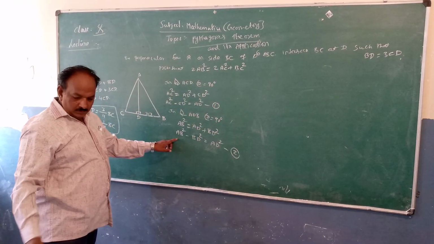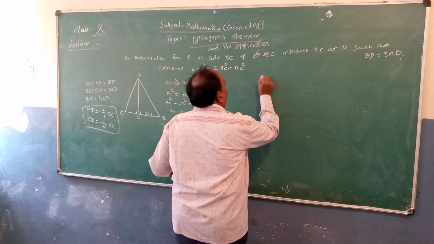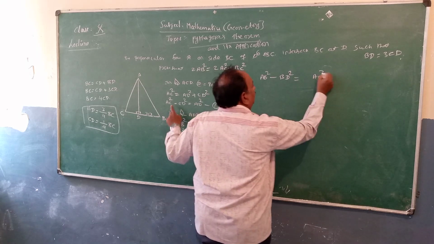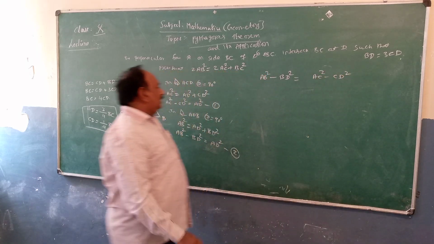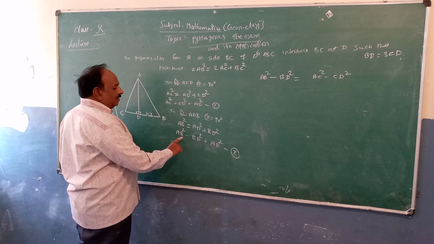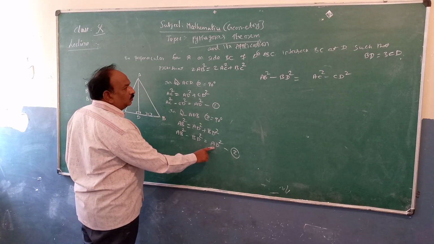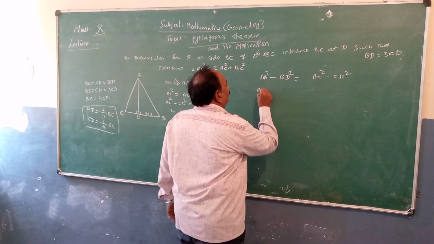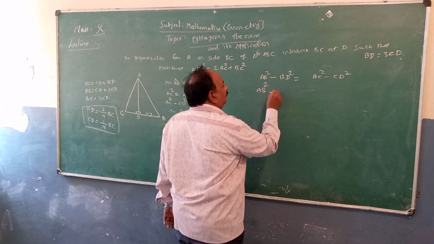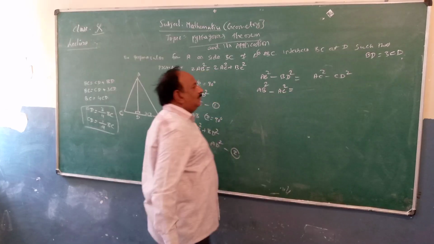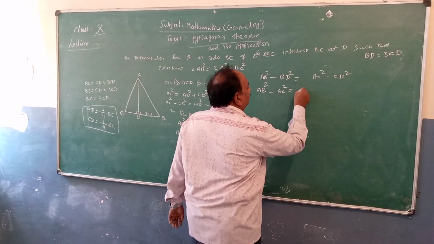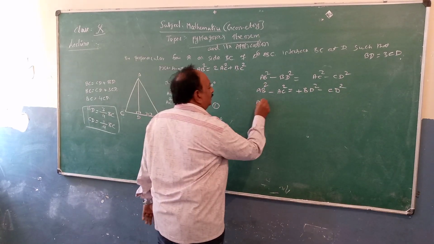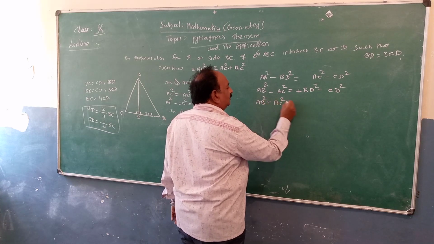Comparing 1 and 2. First take out this one. AB square minus BD square is equal to AC square minus CD square. AB square minus AC square is equal to BD square minus CD square.